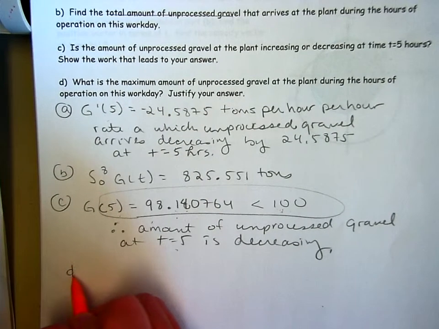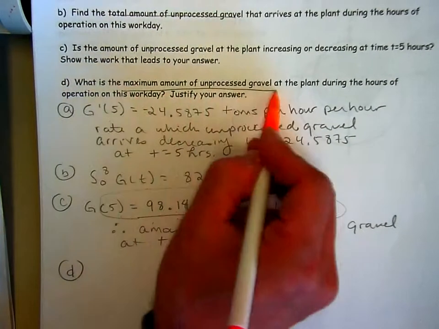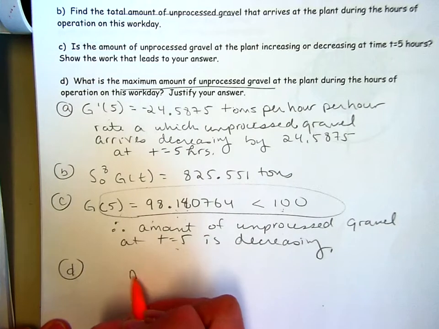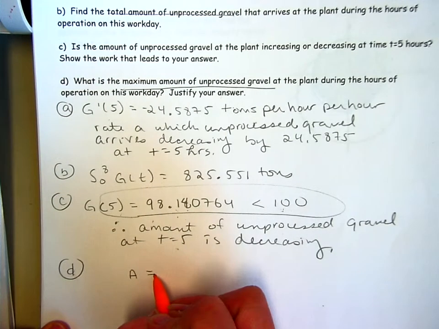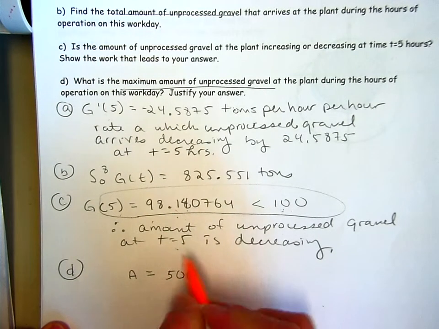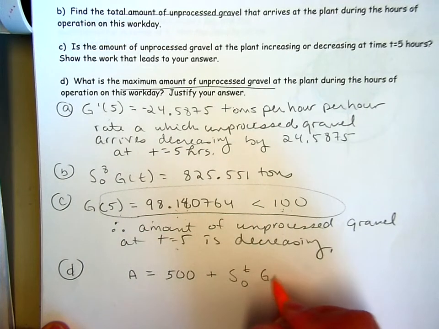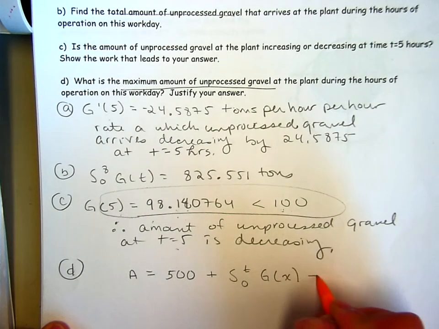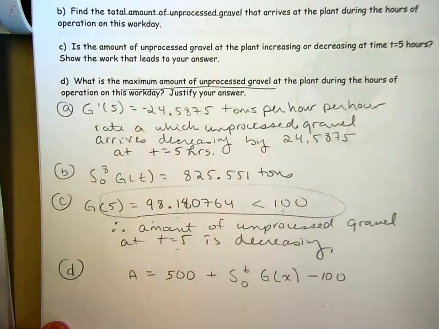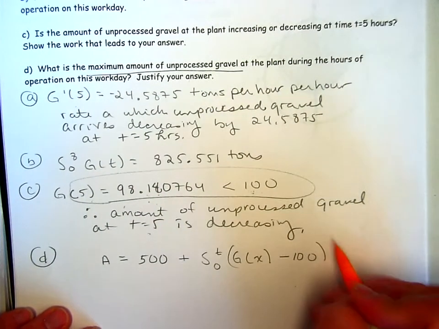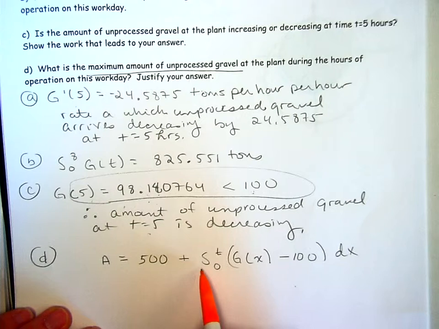Okay, lastly, what is the maximum amount of unprocessed gravel? So I need to come up with an equation for the total amount of gravel. I know it started with 500 plus the rate that it is coming in. I need to add that amount, and I need to subtract off the rate at which it's being processed, which is at a constant rate of 100. So this is a general equation for any time t.